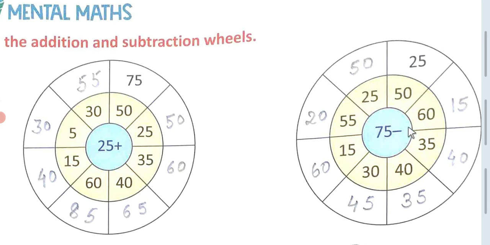Now please see, here what we are doing, fill in the addition and subtraction wheels. Here you can see 75, and the symbol shown here is minus. 75 minus 50 is 25, already given. Now you subtract. 75 minus 60 is 15. 75 minus 35 is 40. 75 minus 40 is 35. 75 minus 30 is 45. 75 minus 15 is 60. 75 minus 55 is 20. And 75 minus 25 is 50.